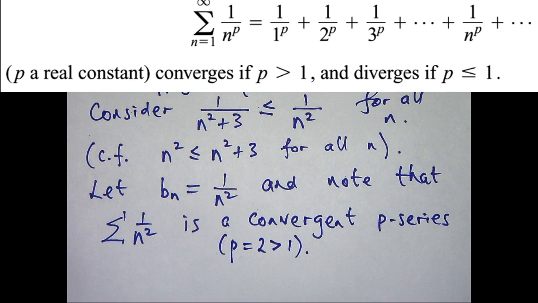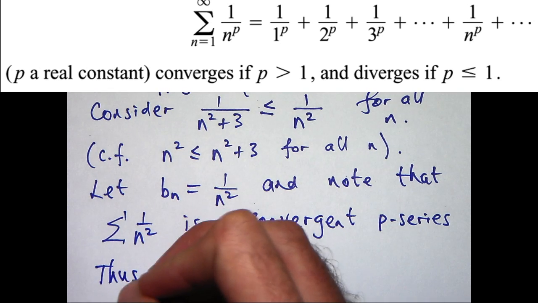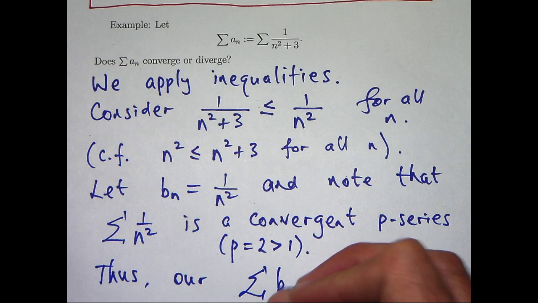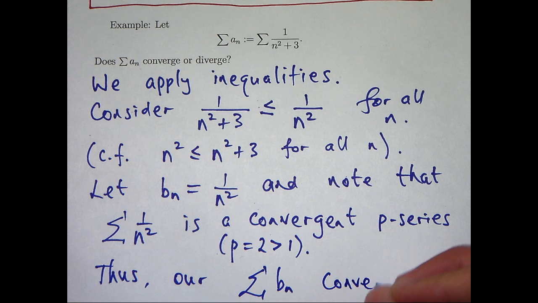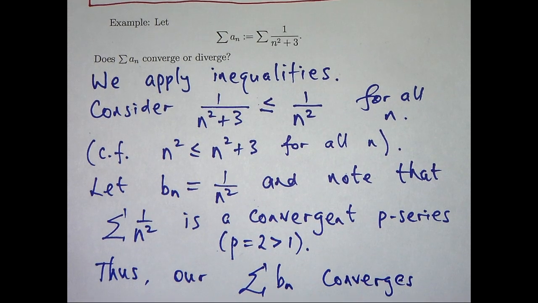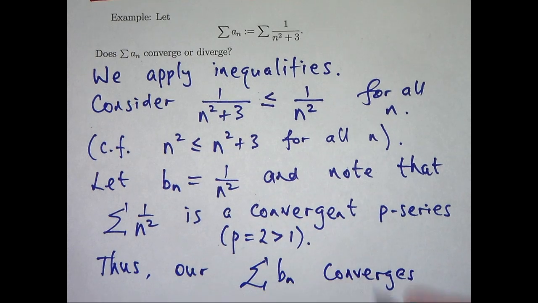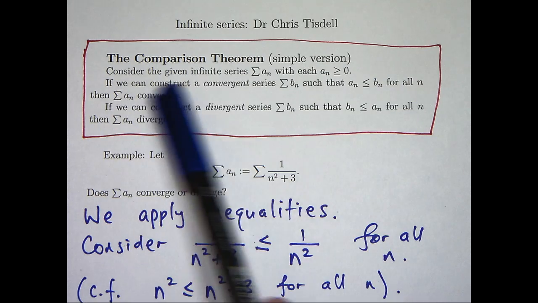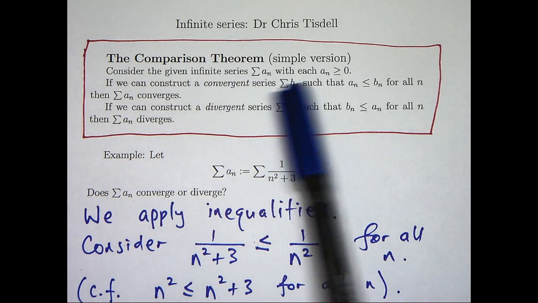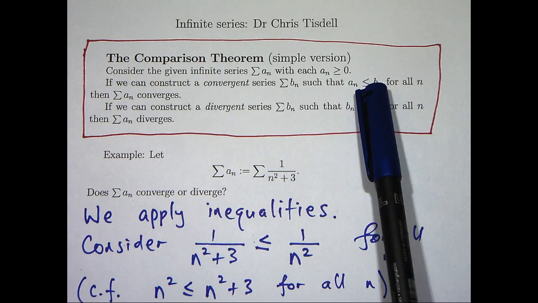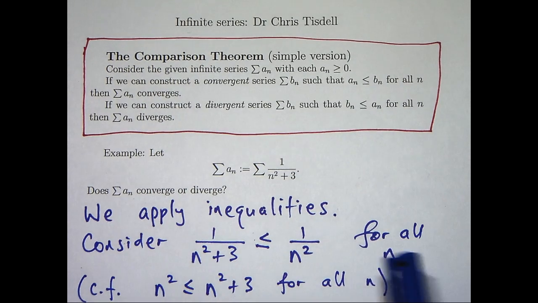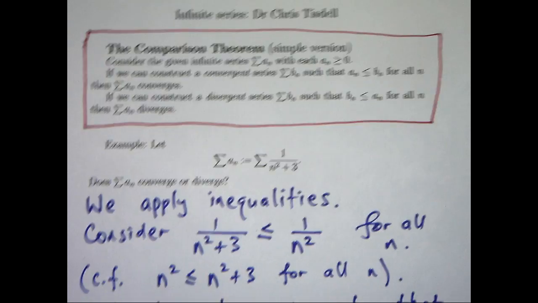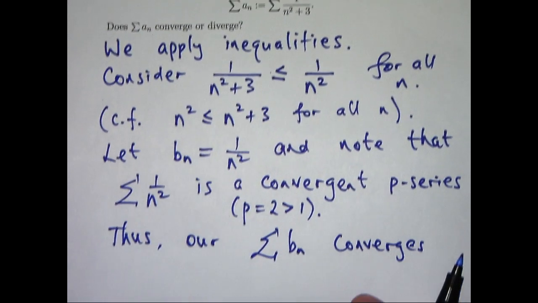Thus our new series converges. So you can think of this as a bigger series. And so by the first part of the comparison theorem, we've constructed this convergent series with this inequality, and so the original series must converge. So we go back here and see that this original series must converge by the comparison theorem or the comparison test.